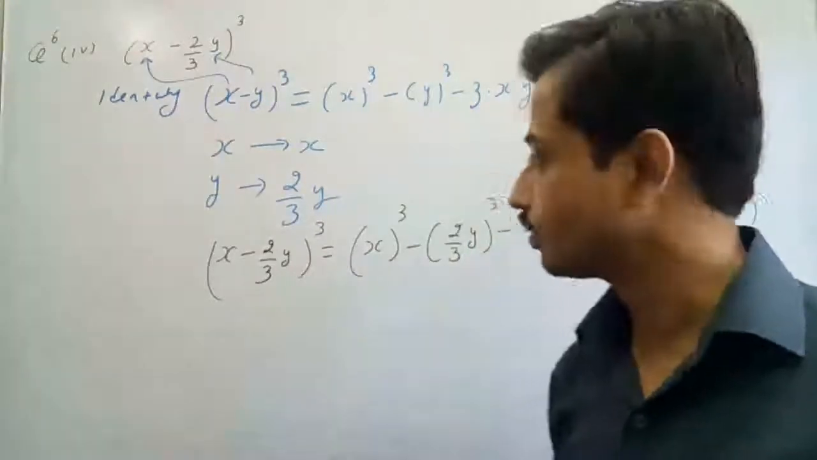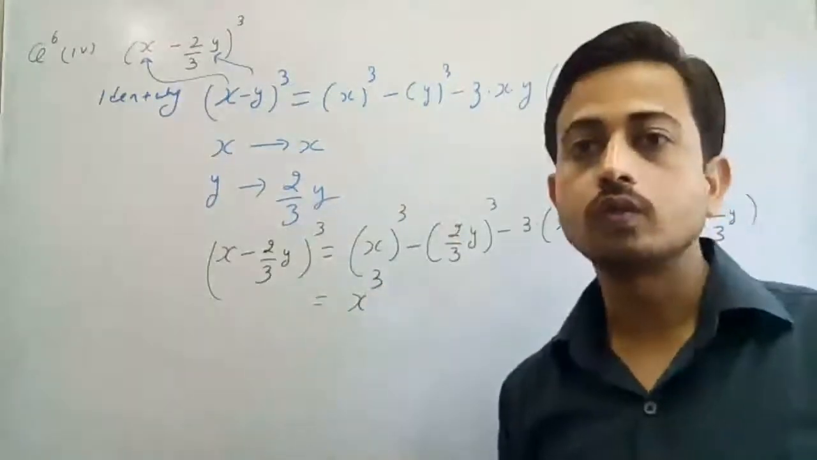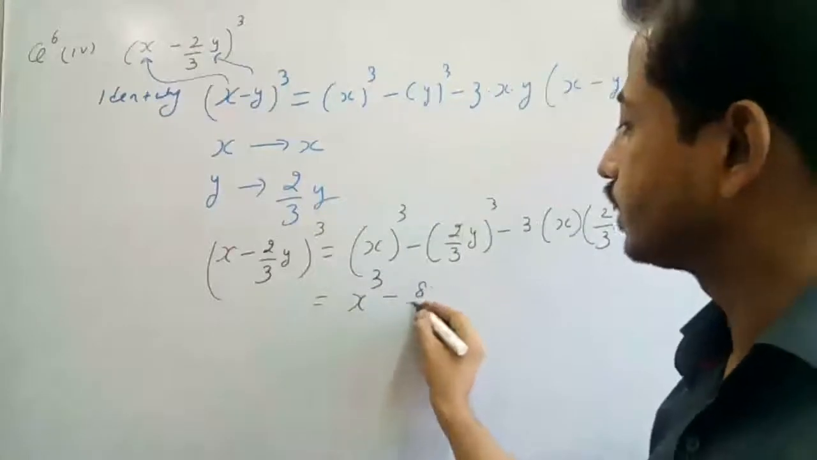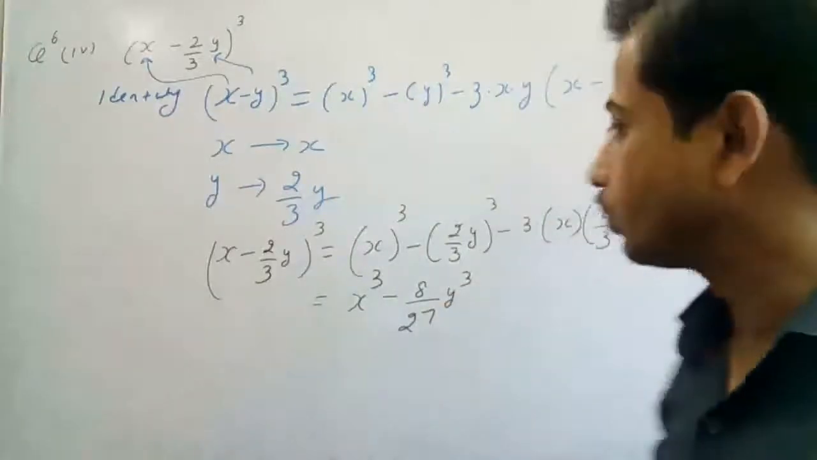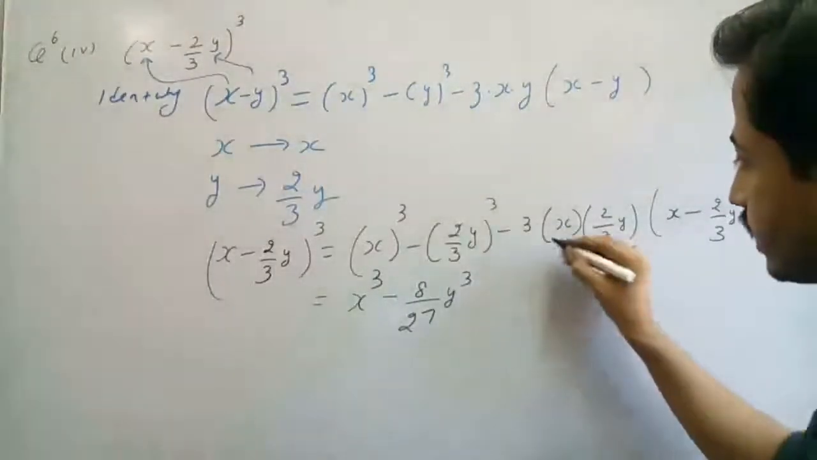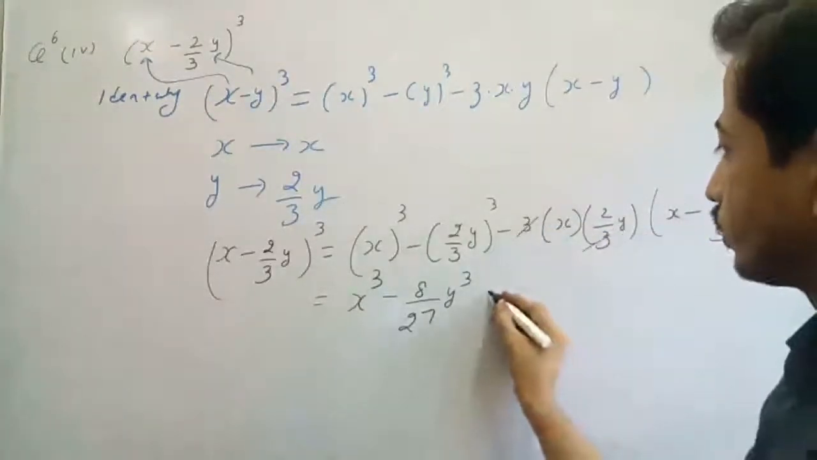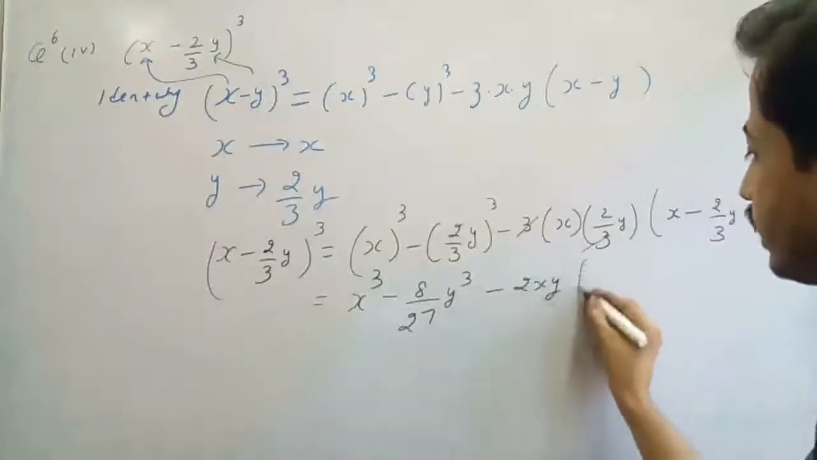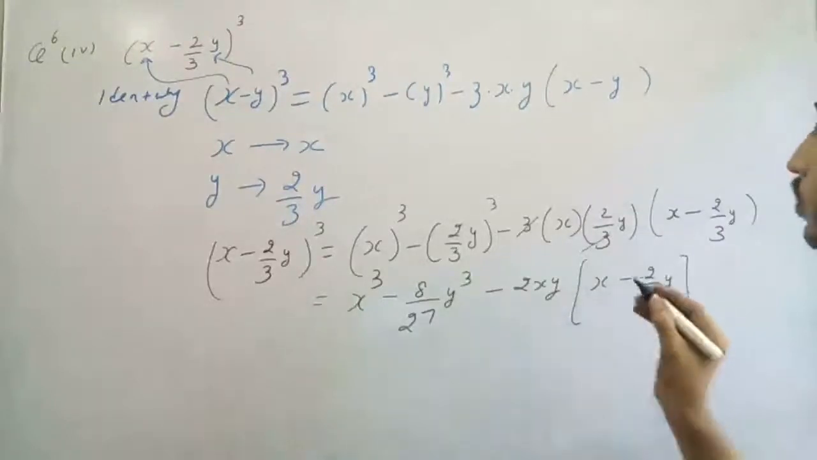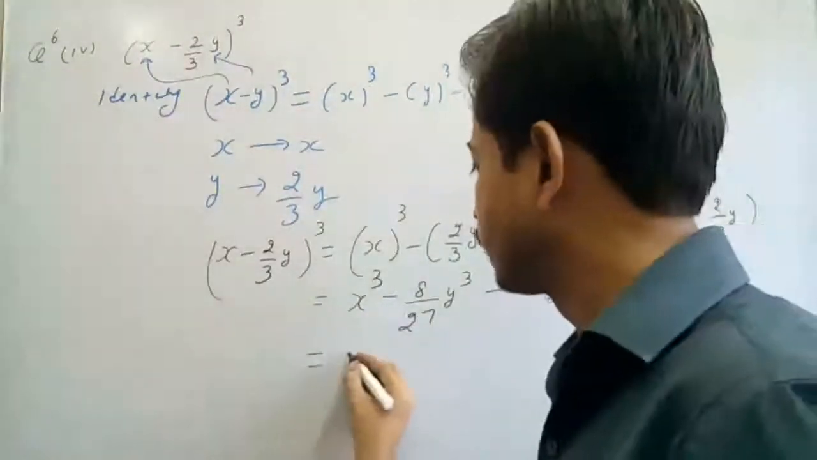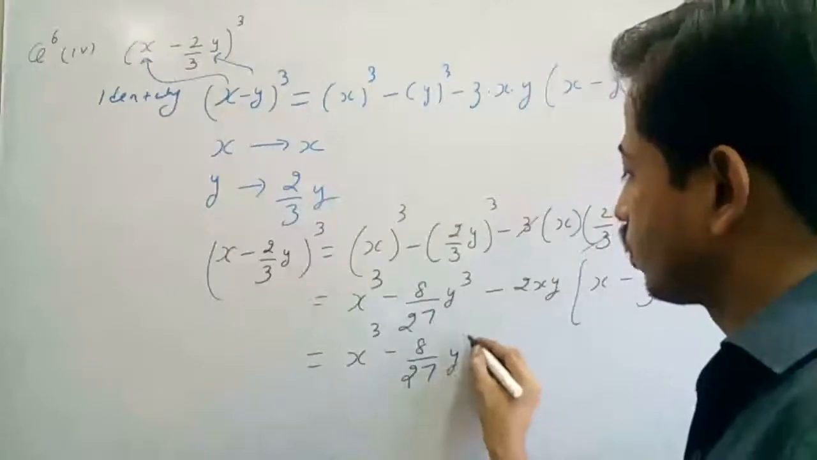Now we have to solve. x cube can be written as only x cube. Now 2 cube, 2 into 2 into 2, we get 8. 3 cube, 3 into 3 into 3, we get 27, and y into y into y, we get y cube. Now this 3 is cancelled out with this 3. So what we will get? x into 2 into y, so we get 2xy, and the bracket has x minus 2 by 3 into y. Now do solve further. x cube minus 8 by 27 into y cube.